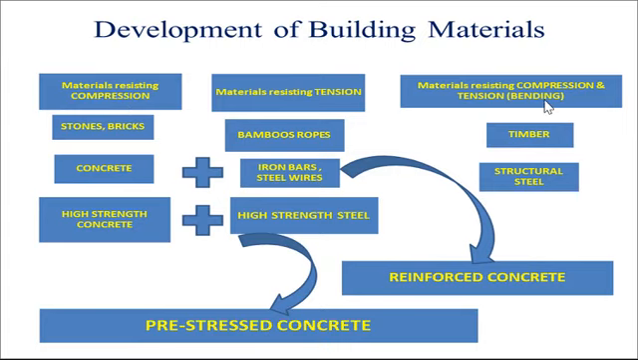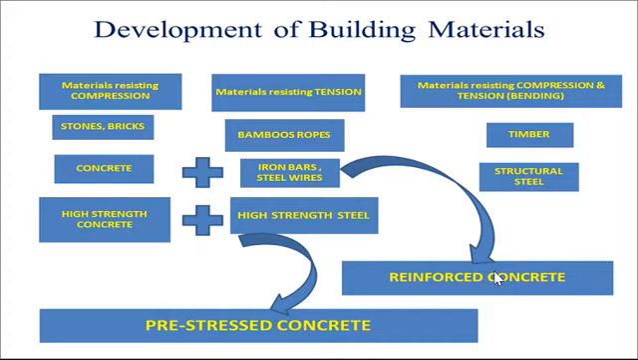Then a third material is also there which takes both compression as well as tension, and under this category we use timber. Later on we used structural steel, that means channel section, angle section, I section, like that. Then when we combine plain concrete with steel bars, called reinforcement, these two materials give us reinforced cement concrete. This is the transformation in concrete.